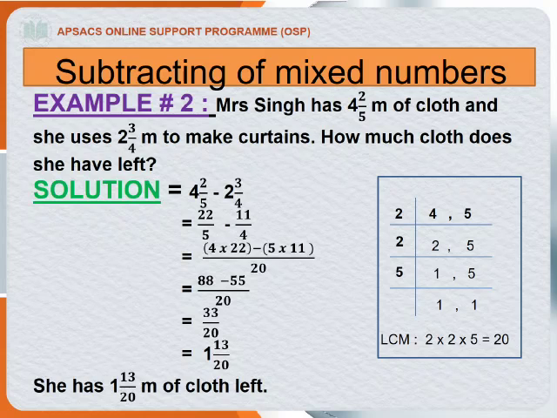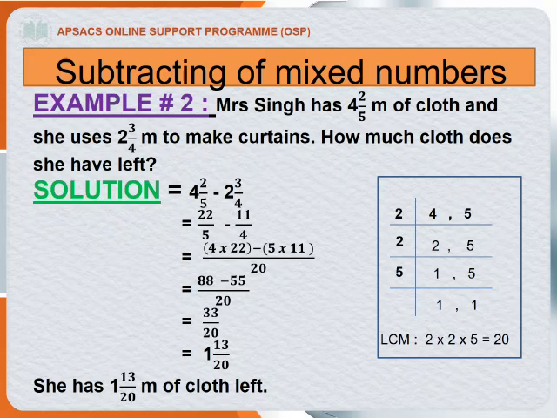Write the table of 2. 2 2s are 4 and 5 remains the same. Now next we will take the table of 2. 2 1s are 2, 5 remains the same. So take the table of 5. 1 remains the same and 5 1s are 5. LCM, 2 multiplied by 5. 2 2s are 4, 4 5s are 20. So the LCM is 20. Write 20 in the denominator.